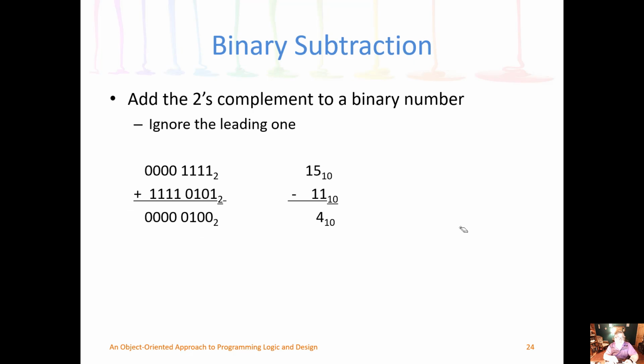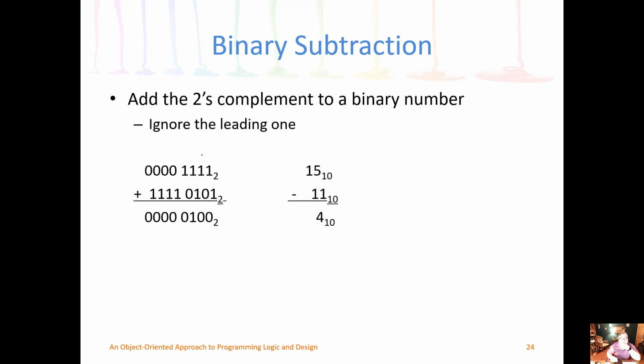So how do we do subtraction? Well, I take the 2's complement and add it to the binary number. So, for example, here's 0000 1111, which is 15. And then I'm going to add a minus 11 to it. So I take the minus 11 and the 2's complement is 1111 0101. And then add them together.